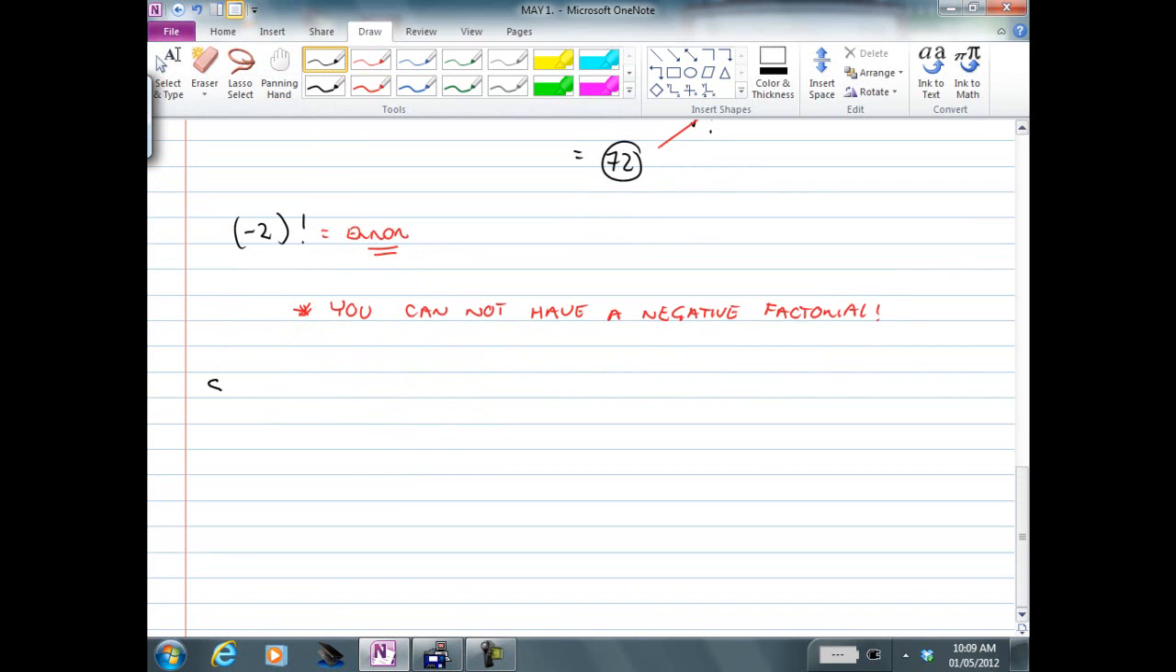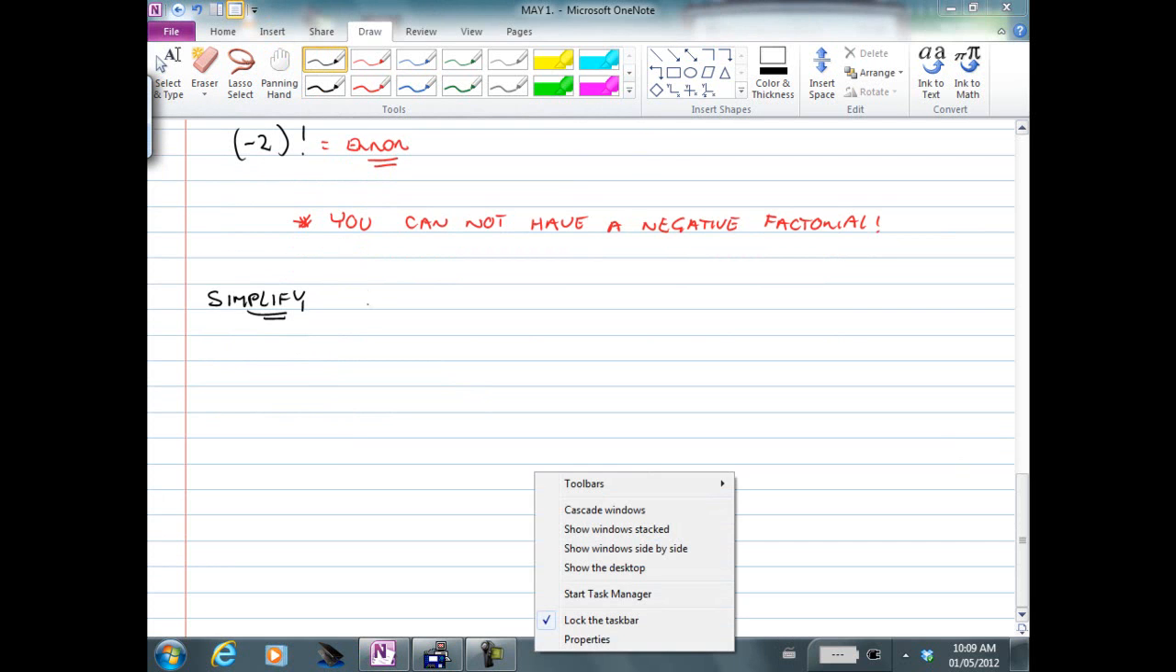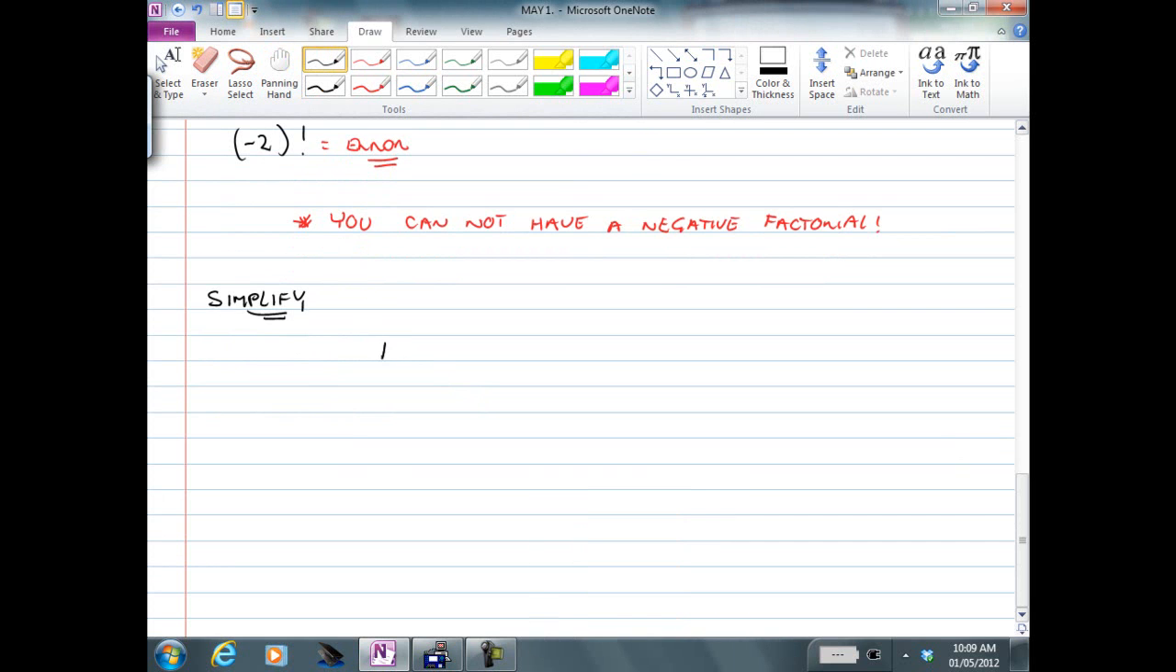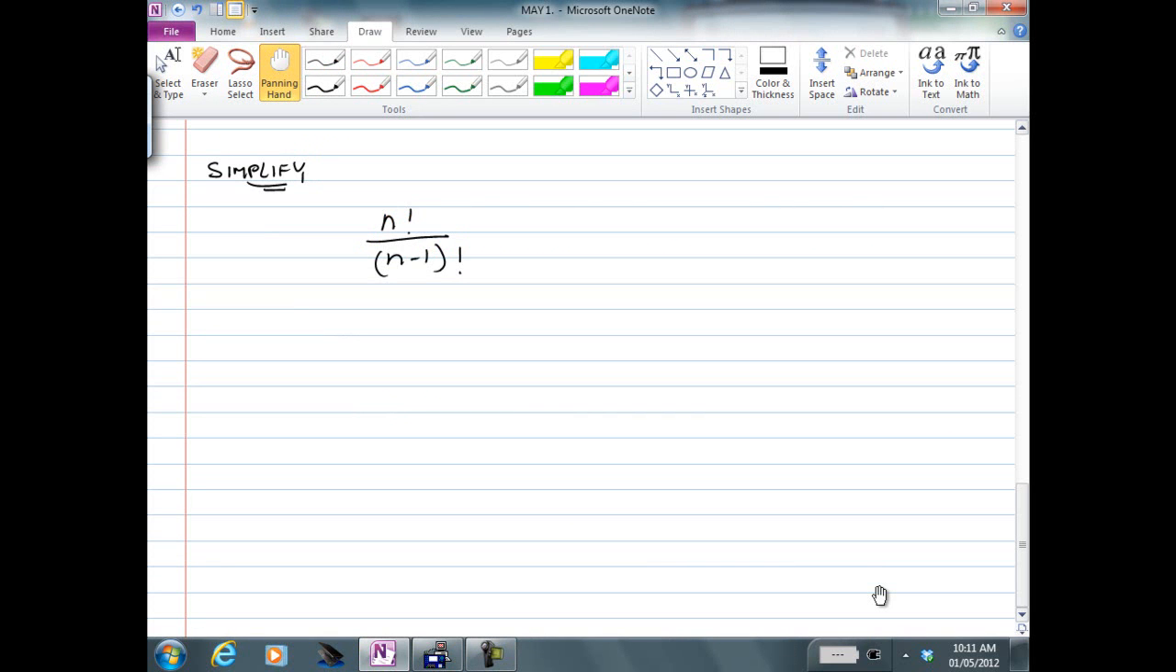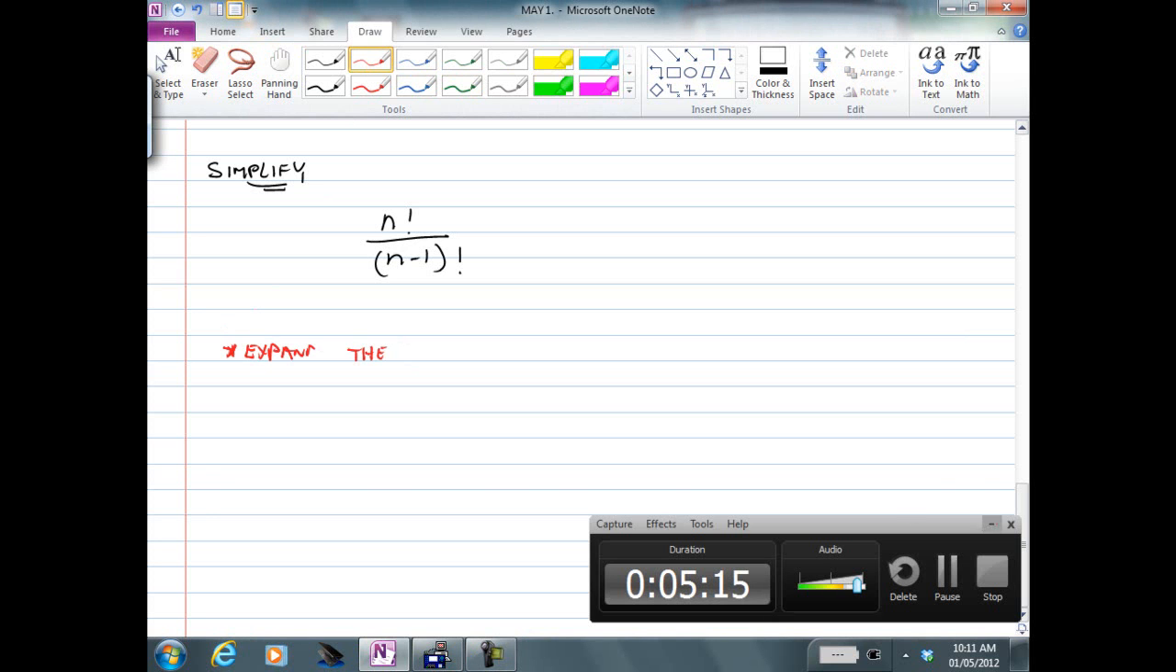What if I ask you to simplify? A bit more challenging this time. n factorial over n minus 1 factorial. I'm going to pause it. Now, if you're stuck, here's what we do. Write this out for me, please. Star. Expand the larger factorial. Okay, I have 2 factorials, so you're going to expand the larger one.